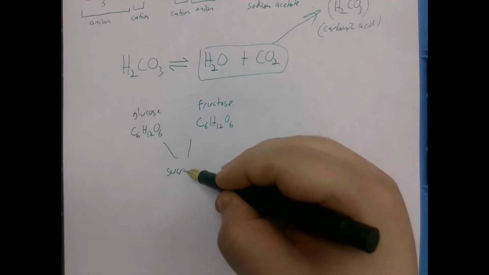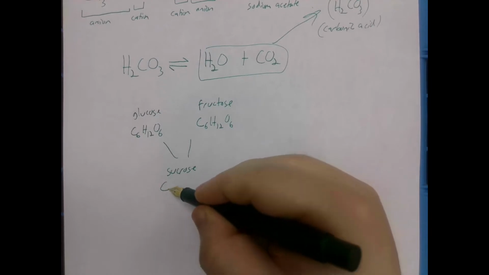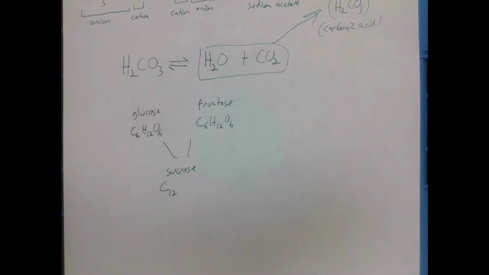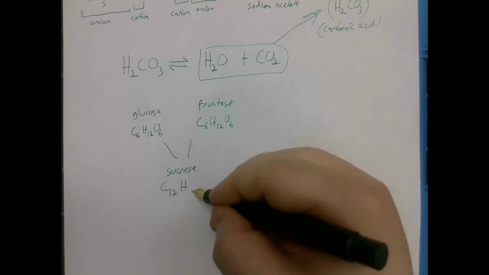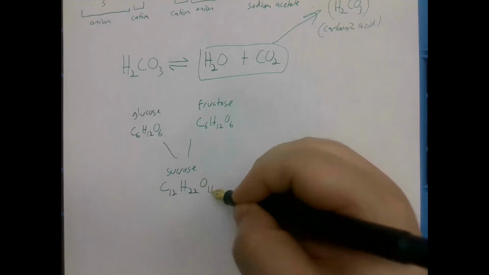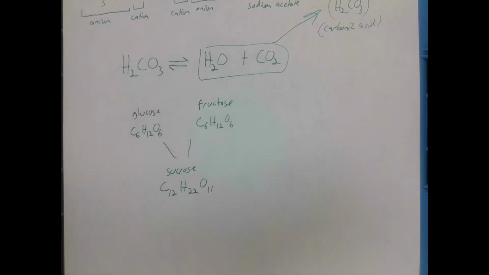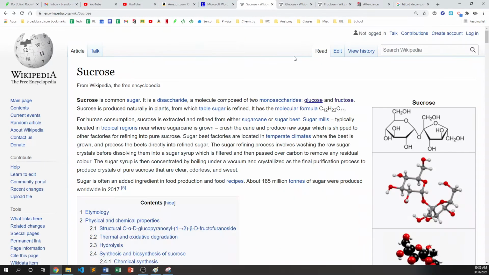You get sucrose, which is C12, and let me make sure. C12, and they share more than one oxygen. H22 and O11. They share some hydrogen too. So I think they share one H2O molecule. You can see sucrose right here, bonded. So we have, this would be glucose, that would be the fructose portion.